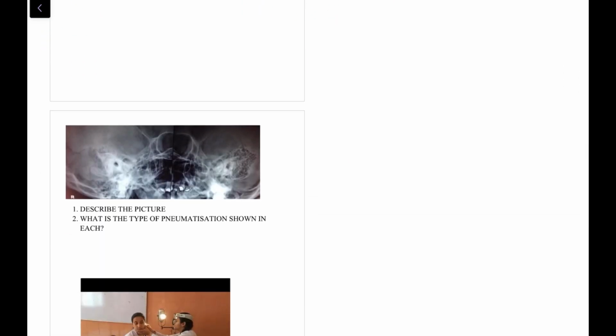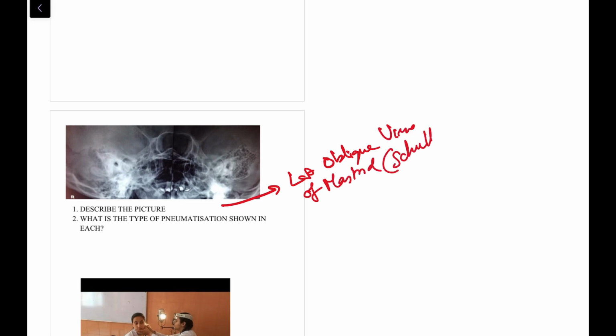So this picture, we have been asked to describe the picture. So this is a lateral oblique view of the mastoid, also known as Schuller's view.